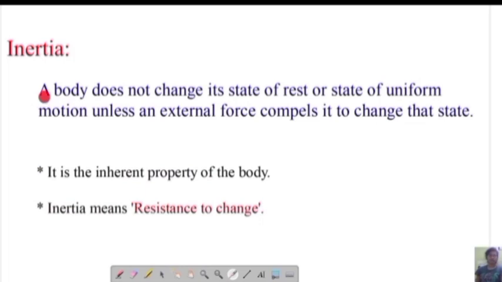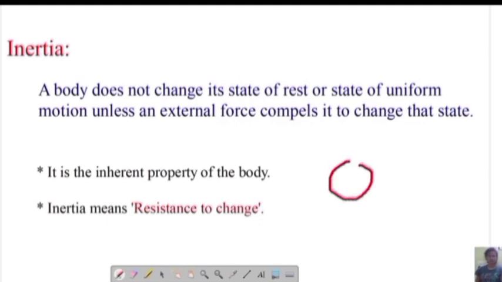The definition of inertia is: a body does not change its state of rest or state of uniform motion unless an external force compels it to change that state. It means if a body is in state of rest, it doesn't want to change the state of rest unless an external force is applied on it. Similarly, if the body is in state of uniform motion, it will stay in uniform motion until a force is applied on it. Okay, so to this only we say inertia.